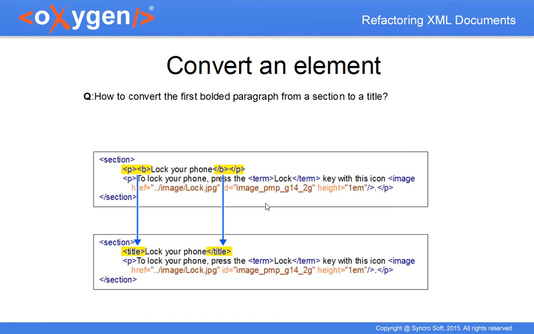For the next example, we have a data document. And because the title is not mandatory, some authors have simply used a paragraph with a bold element in it. The data vocabulary is lax enough that it allows this kind of a situation, at least for a section.